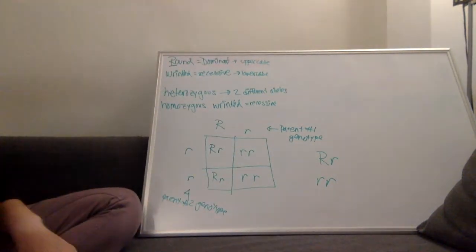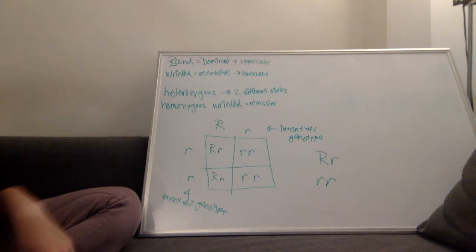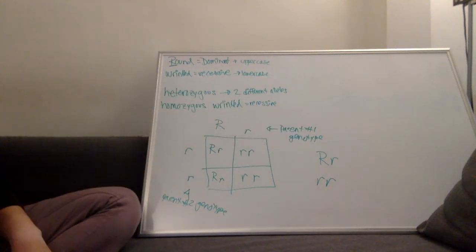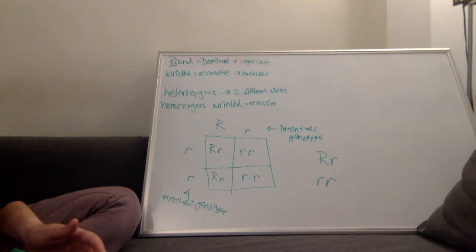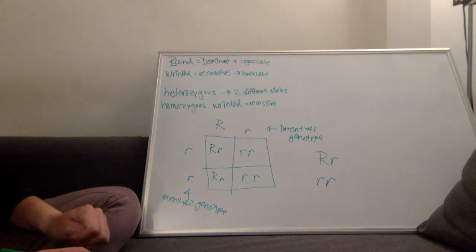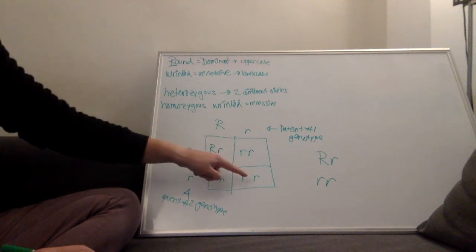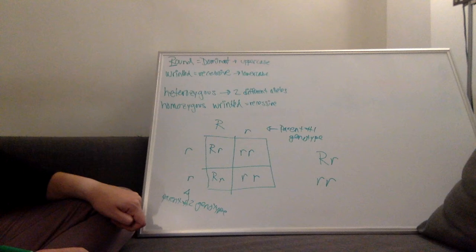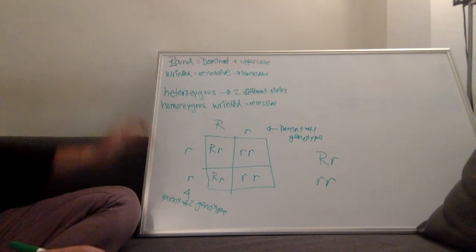What percentage would be uppercase R, lowercase r? What's our probability? How many outcomes do we have? We have 4 outcomes, right? 1, 2, 3, 4. So 2 out of 4 are going to be uppercase R, lowercase r. What is that in probability? 2 out of 4. That's our 50%.